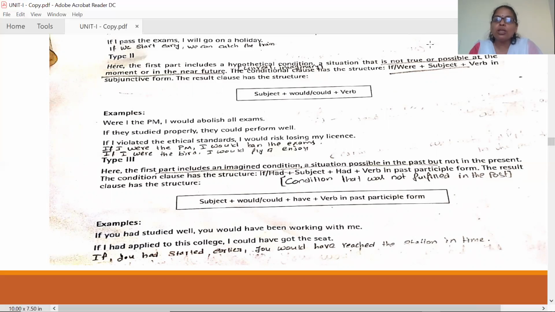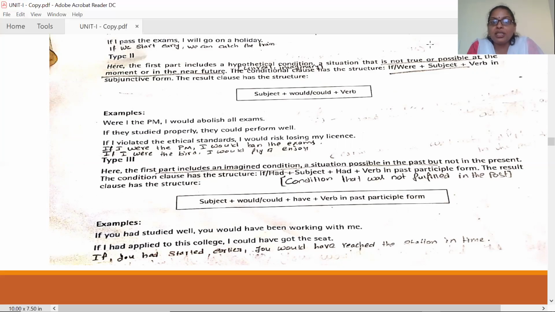When you read with an example, you can understand it much better. So let us see the example. If you had studied well, you would have been working with me. So this is a past action, a situation which was possible in the past, an imagined condition in the past, but not in the present. If I had applied to this college, I could have got the seat. So all this is crying over spilt milk, past conditions. Finished, you imagined about that condition.